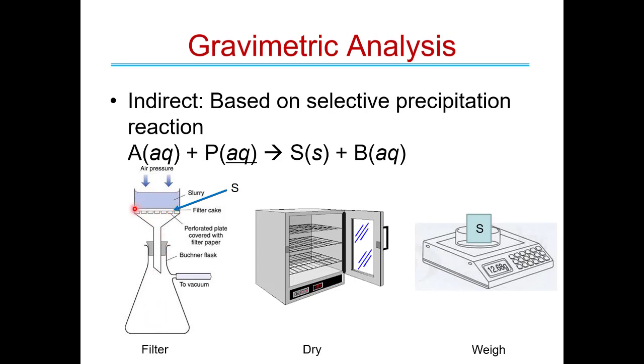We can then remove that filter paper, or maybe take the top part of the funnel off, put it in a drying oven so that we remove all the water that's part of the solid, and then we can simply weigh that solid. Now the mass of the solid, right, is not the same as the mass of the analyte, but we can do stoichiometry to figure out, hey, if I know the mass of the solid and I know this chemical reaction, I can work backwards to find moles of the solid, then moles of A, and then how many grams of A I had.